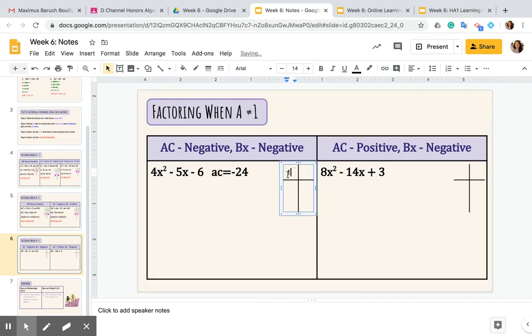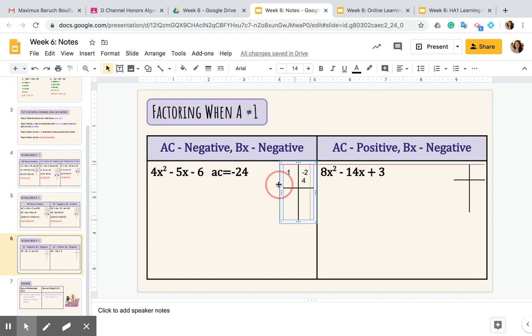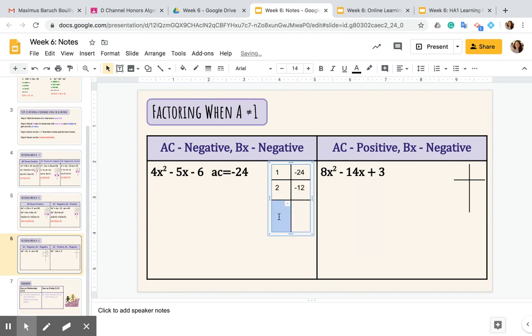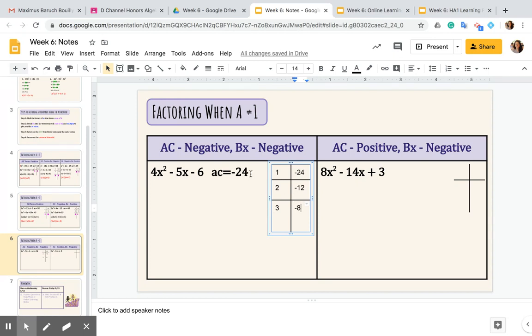So I could try 1 and negative 24. That's going to give me a sum of negative 23. That's not going to work. I could try 2 and negative 12. That's going to give me a sum of negative 10. That's not going to work. I could try factors of 3 and negative 8. That's going to give me a sum of negative 5 when I add positive 3 with negative 8. So here are our winners.